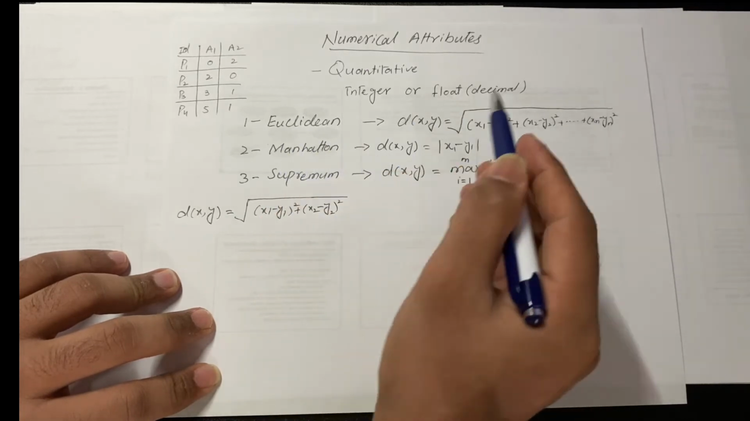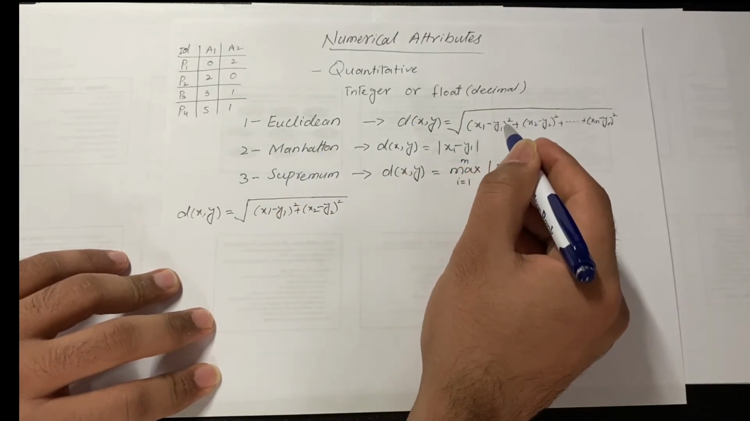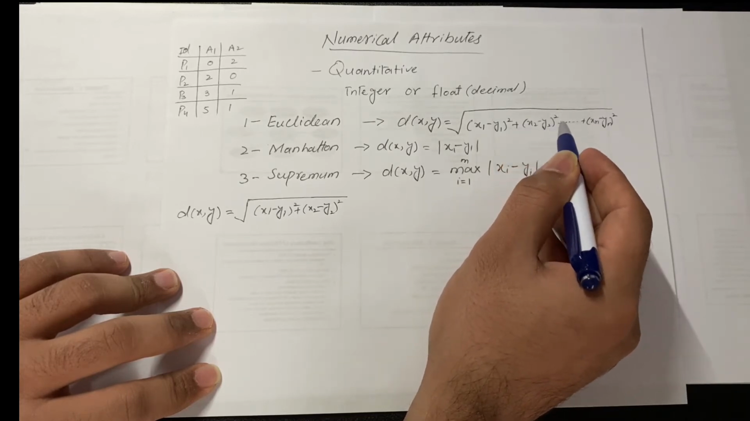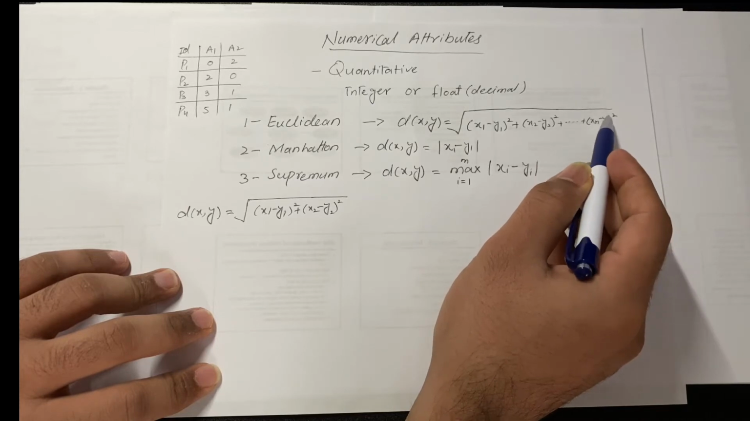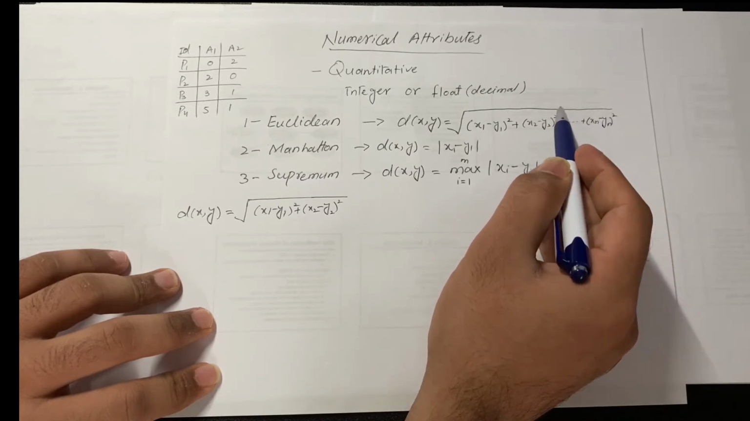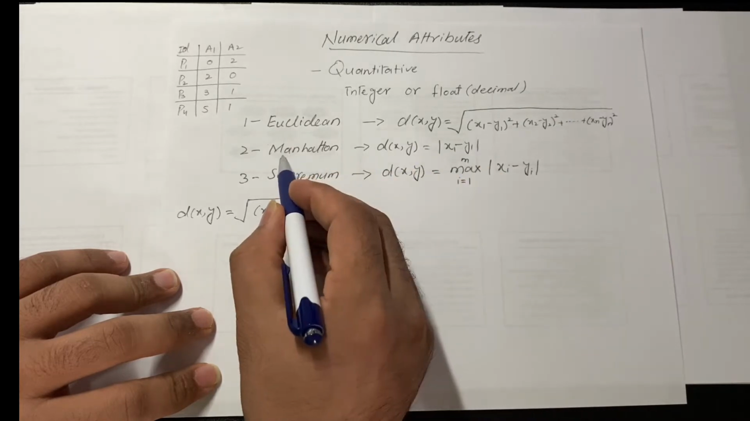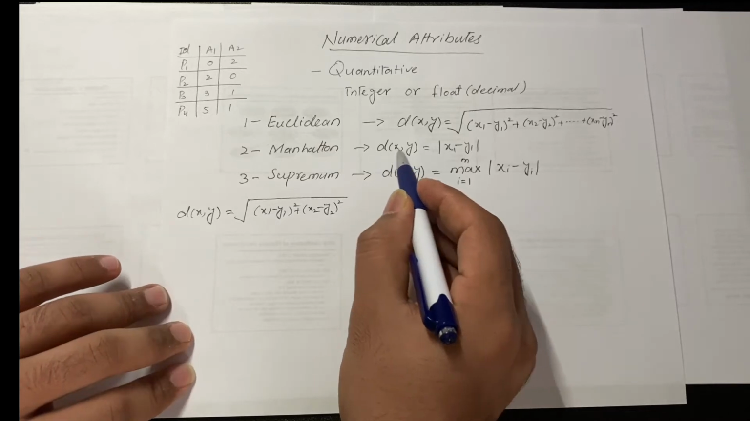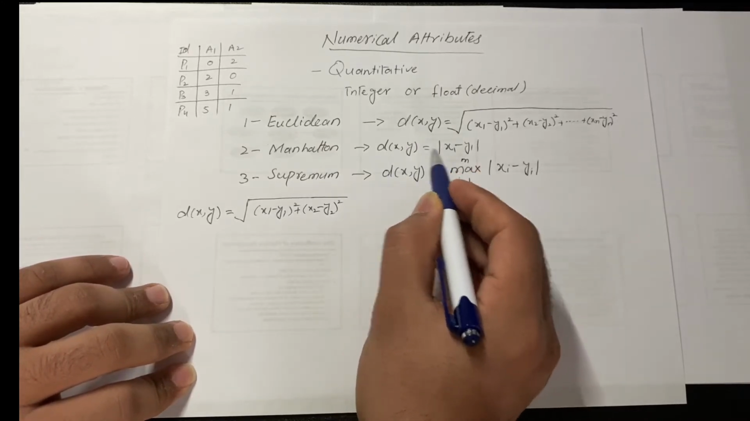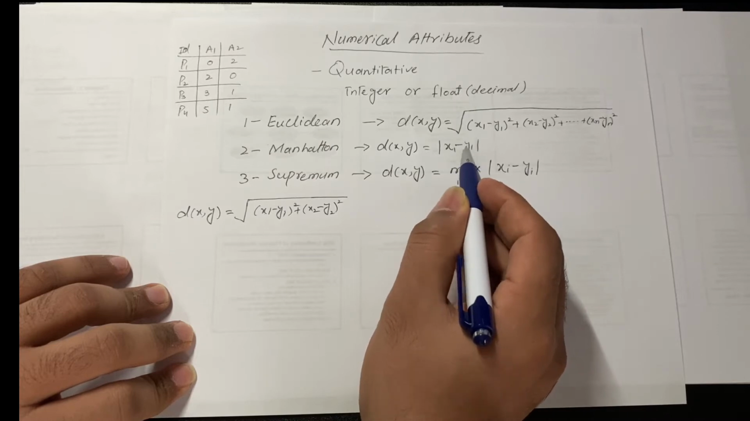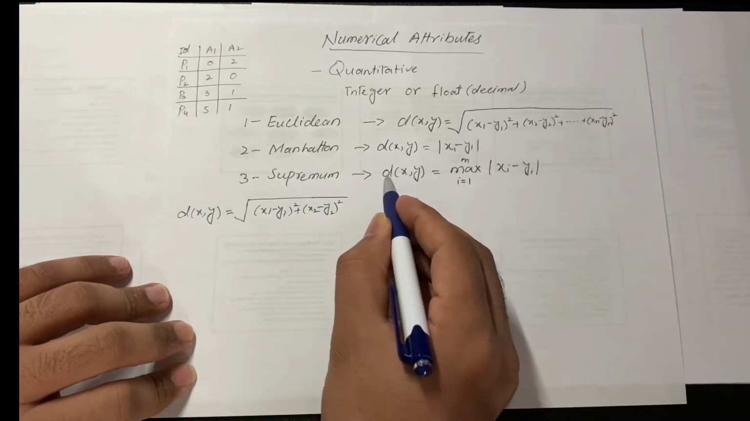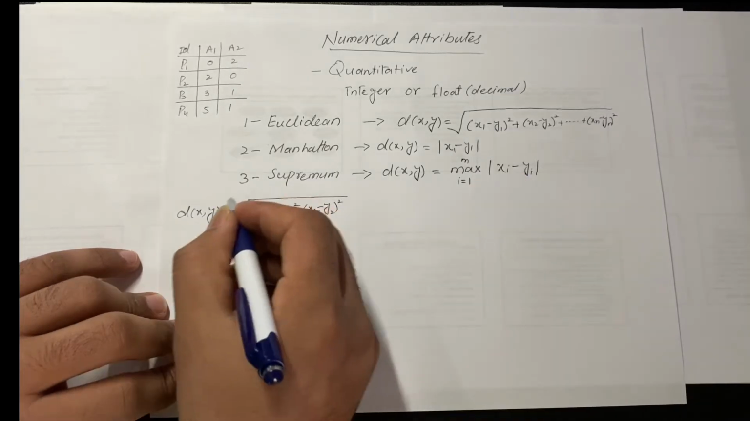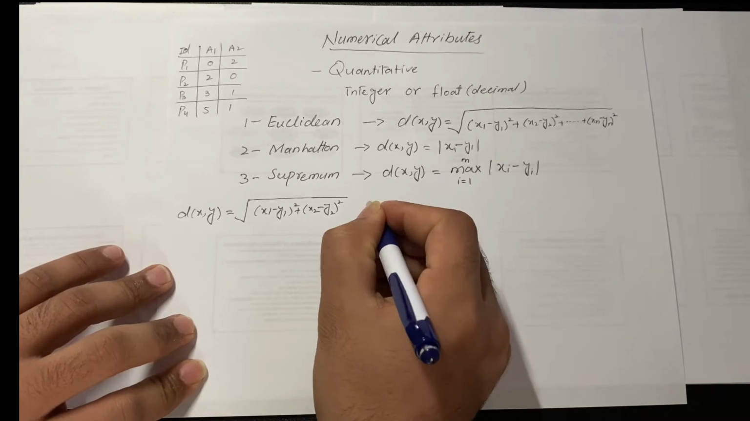For Euclidean, we have the formula: (x1 minus y1) whole square plus (x2 minus y2) square plus (xn minus yn) whole square, under root. The Manhattan formula I already discussed in the previous video. For ordinal attribute, d of xy is x1 minus y1. For Supremum, we have d of xy is equal to maximum of x1 minus y1. Let's start with the Euclidean distance formula.